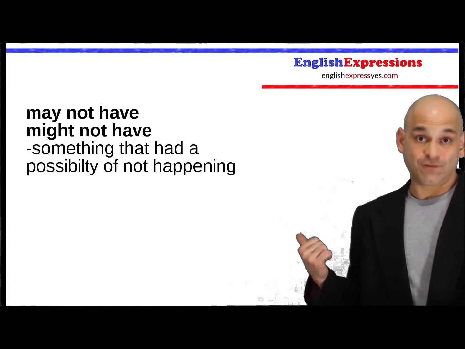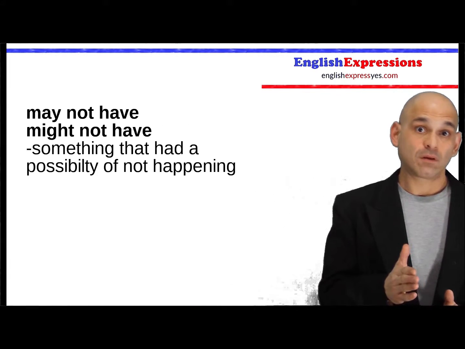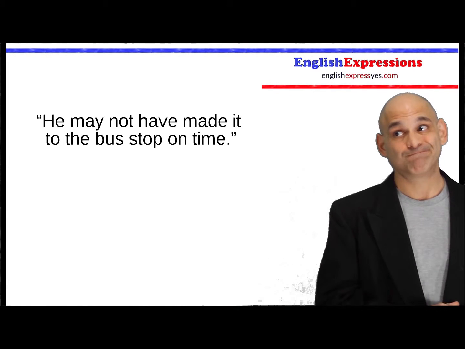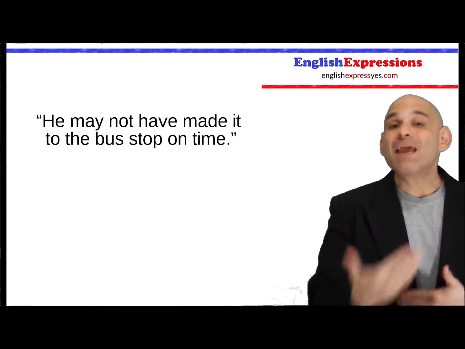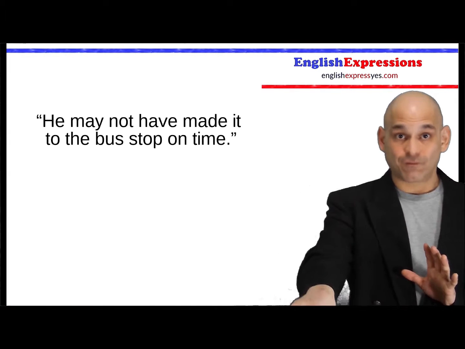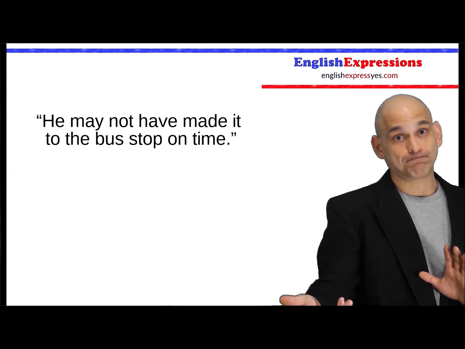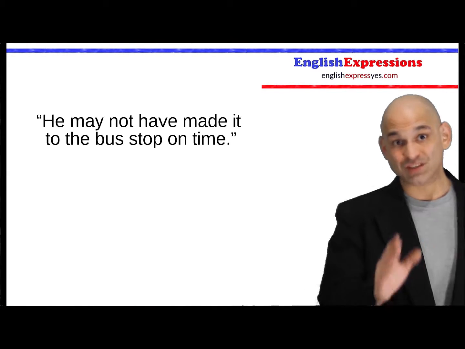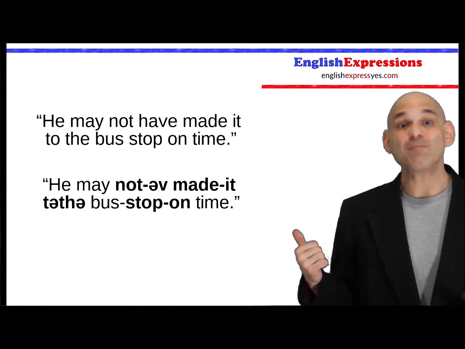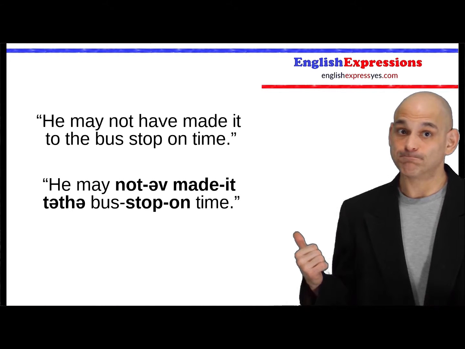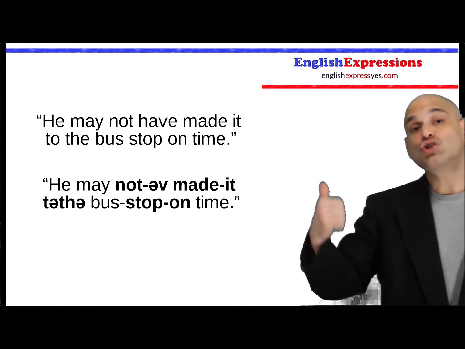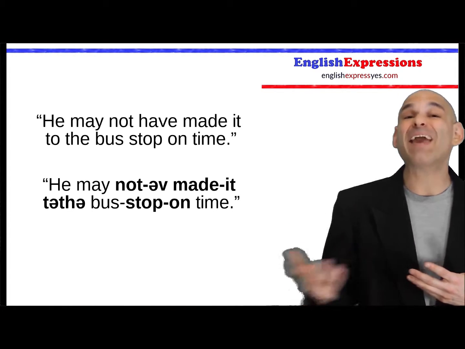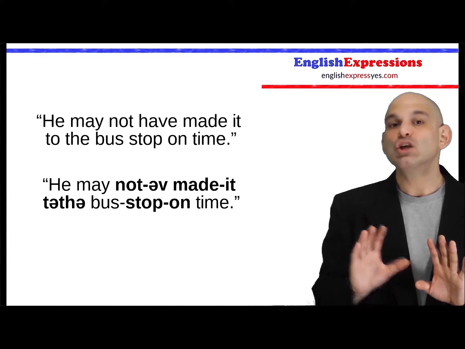Now, we can take the negative. May not have. He may not have made it to the bus stop on time. So this means maybe he did not arrive to the bus stop on time and missed the bus. But a native English speaker would say, he may not have made it to the bus stop on time. Okay, so here we don't use the contraction for mightn't or mayn't. We don't use that.